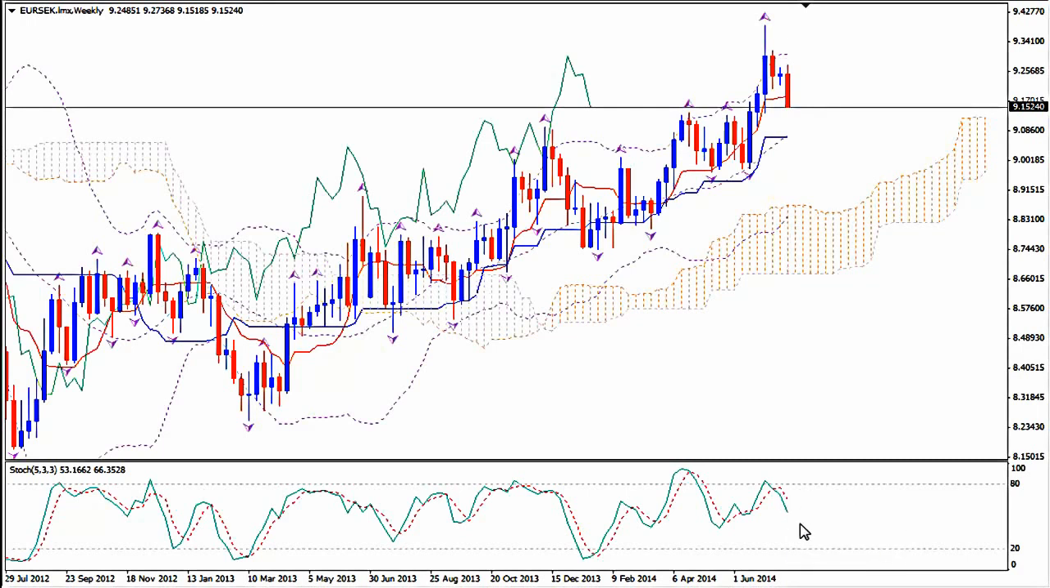This is called confluence. I get multiple confirmations from multiple indicators, technical analysis tools, telling me the same thing, that price for one or another reason wants to go down for now. So it is a pretty nice profit margin if we consider that the price may go from 9.1524 down to the price level of 9.0672. Okay, that's a nice profit margin.